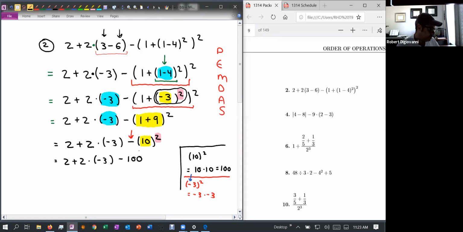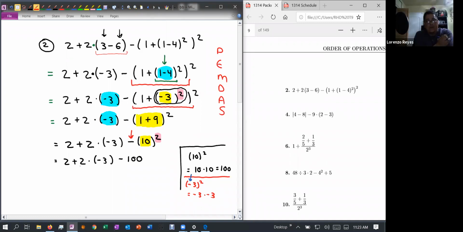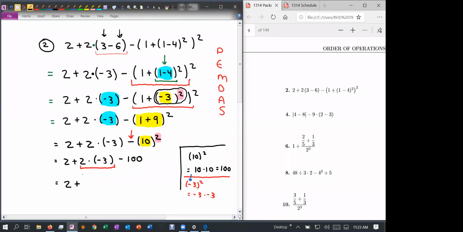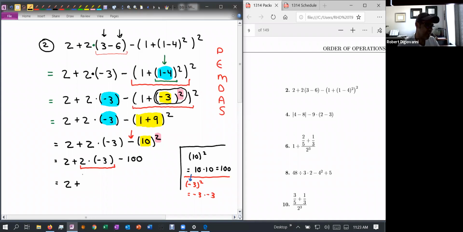All right, we're getting there. We don't have any more parentheses that we can do anything with. We don't have any more exponents. So now we're going to do multiplication and division from left to right. Do we see any multiplication or division? Well, the 2 times the -3, right? We can do that multiplication first. So 2 plus, what is 2 times -3? -6. If you multiply two numbers with the same sign, your answer is positive. But if they have different signs, like one positive and one negative, your answer is always negative. So that's going to give us -6. How should I write this?